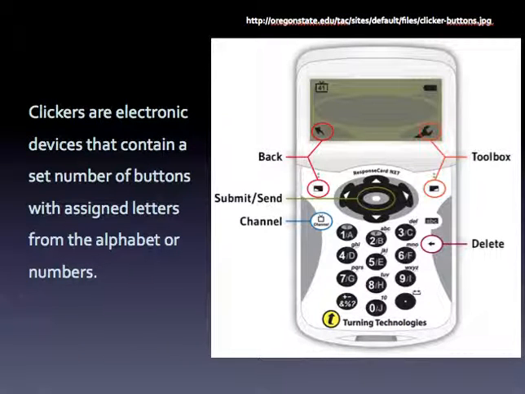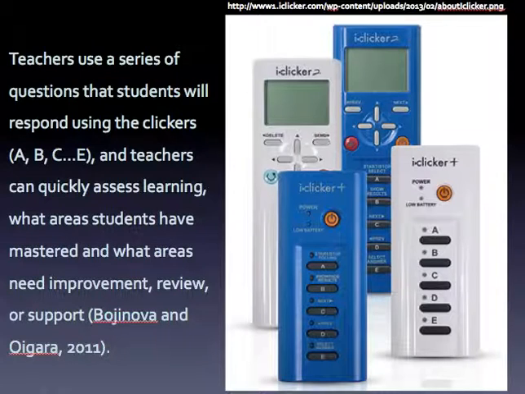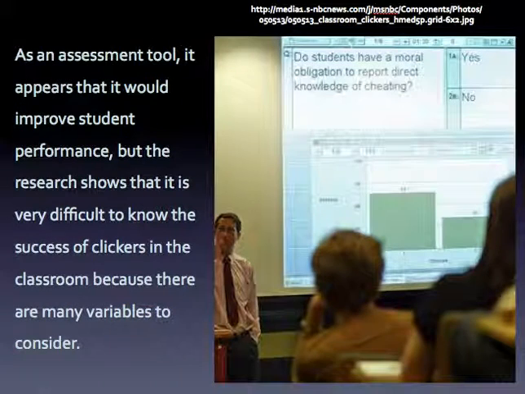Clickers are electronic devices that contain a set number of buttons with assigned letters from the alphabet or numbers. Instructors use these devices to obtain immediate polling results. Teachers use a series of questions that students respond to using the clickers, and teachers can quickly assess learning, what areas students have mastered, and what areas need improvement, review, or support.